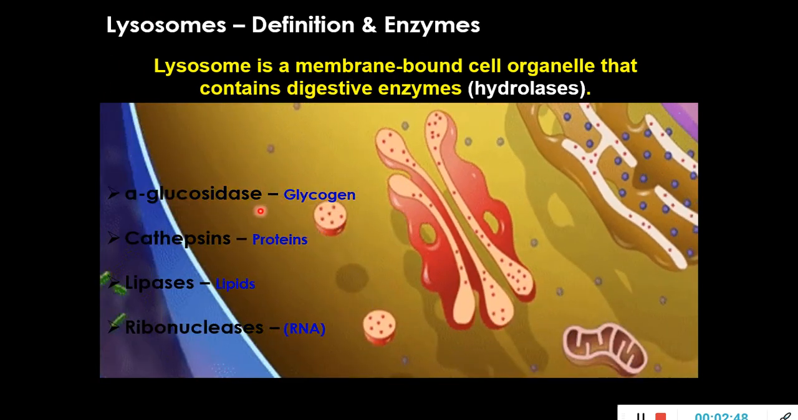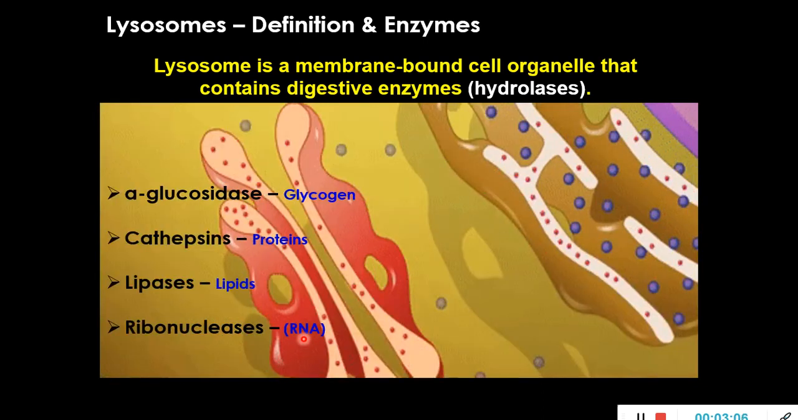Number one, alpha glucosidase, which acts upon glycogen and digests it. Then cathepsins, which digest proteins. Then lipases, which digest lipids. Ribonucleases, which digest RNA. So the lysosome contains enzymes which are termed hydrolases.